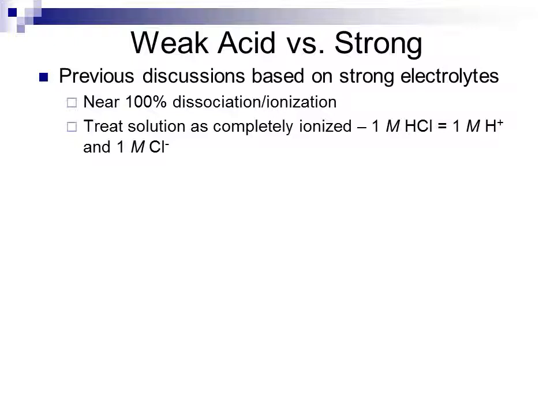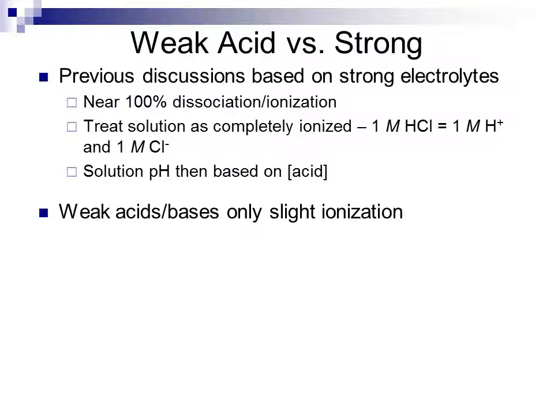For example, a 1 molar solution of hydrochloric acid, HCl, would be treated as being a 1 molar solution of H+, and a 1 molar solution of Cl-. The solution pH then is based on the concentration of the acid. So if my acid is 1 molar for a monoprotic acid like HCl, the pH would then be the negative log of 1 molar. Weak acids and bases, however, only slightly ionize.